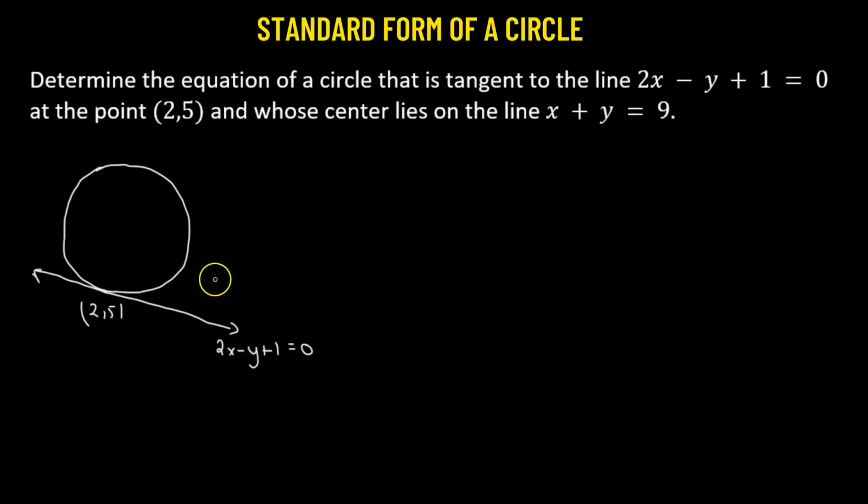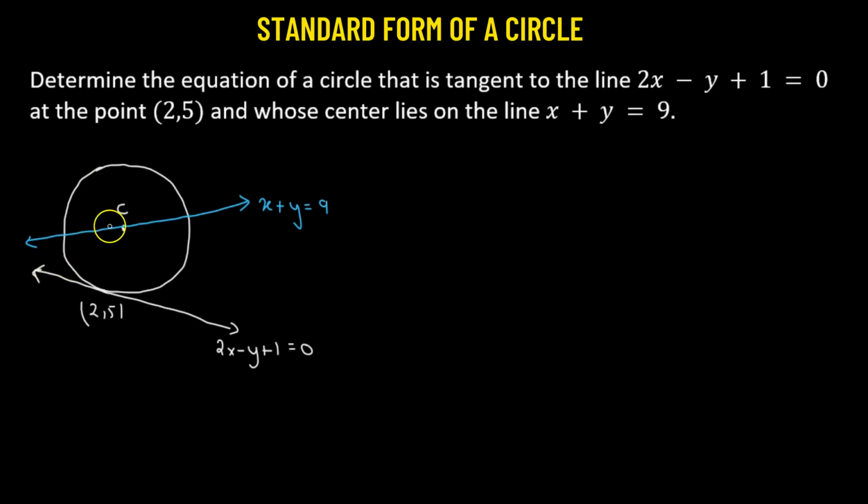We have another piece of information provided to us. We have the center of the circle, let's denote it by C, and another line passes through the center of the circle. Let this be another line, and this line has the equation x plus y equals 9. Using this information, we need to obtain the equation of the circle.